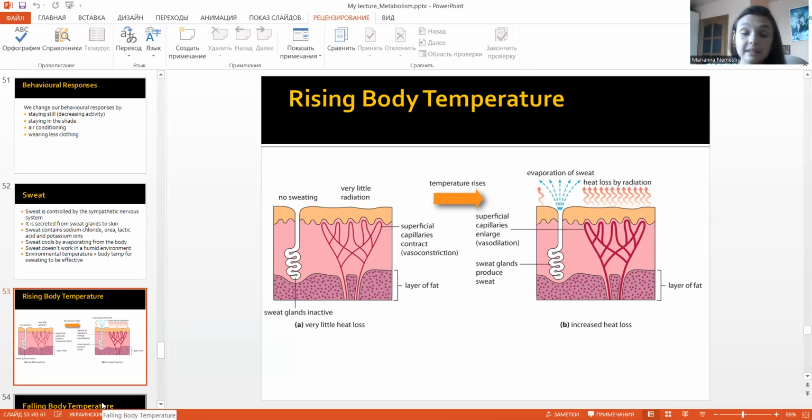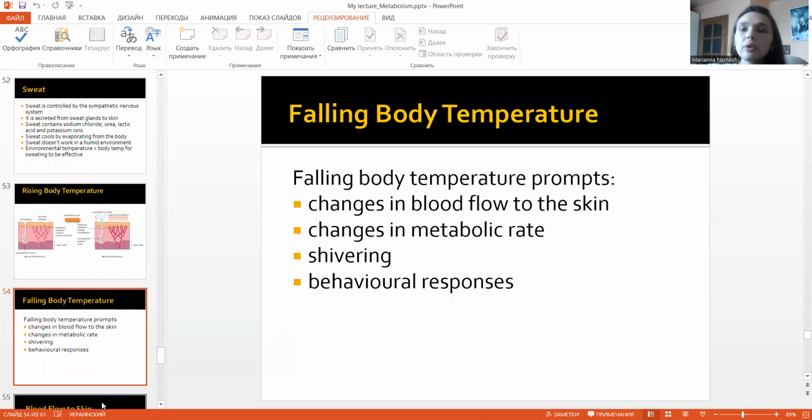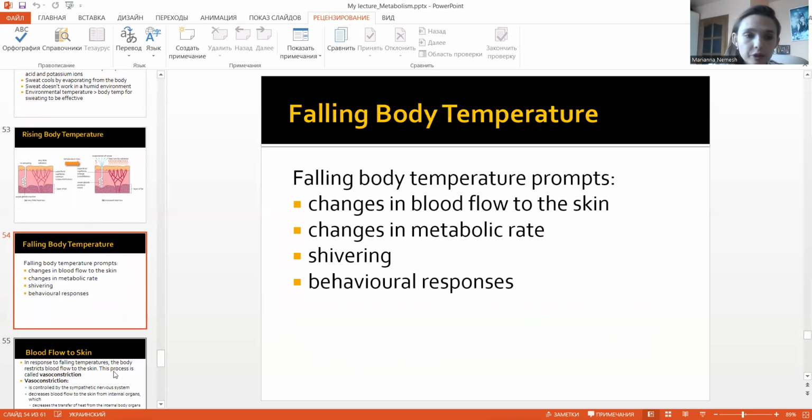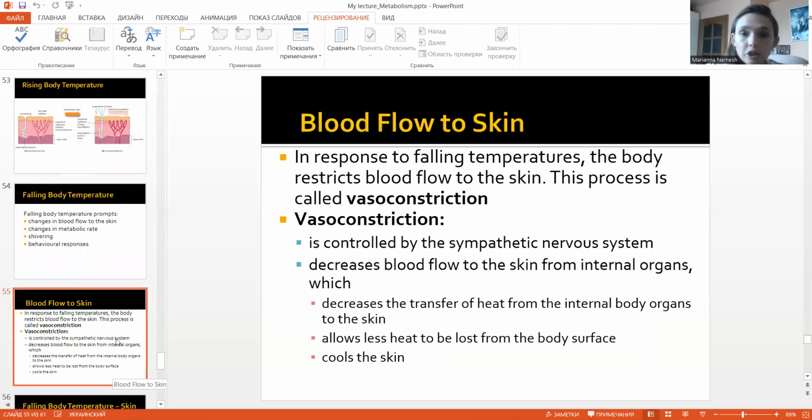Okay, what will happen in a situation when temperature is going to decrease? We also will have changes in blood flow to the skin, changes in metabolic rate, for example the process of shivering, and also changes in behavioral response. In response to falling temperatures, the body restricts blood flow to the skin. This process will lead to vasoconstriction. It's controlled by the sympathetic nervous system.